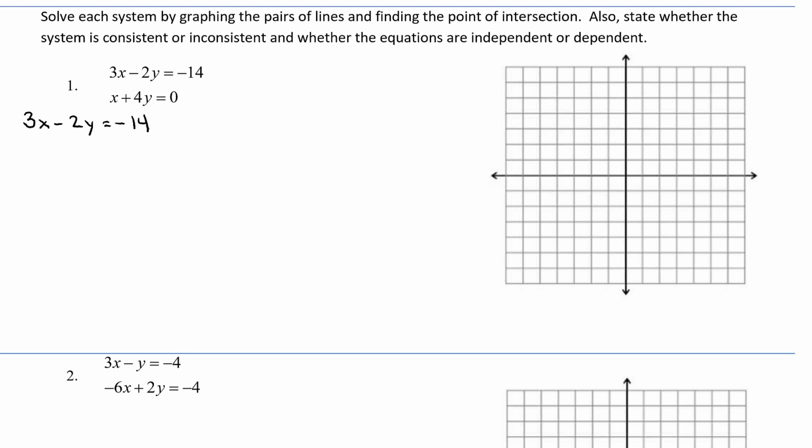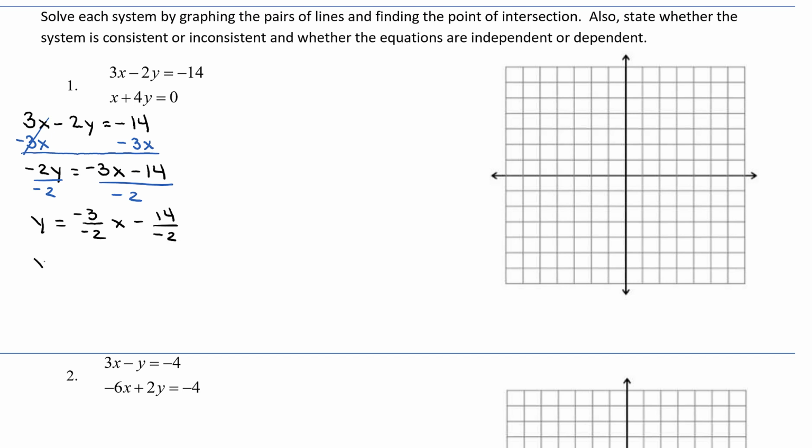Let's start off with 3x minus 2y equals negative 14. So in order to isolate the y, I'm going to subtract 3x from both sides of the equation. These are going to add up to 0 here, so that would just leave me with negative 2y equals negative 3x minus 14. I'm going to divide both sides by negative 2, which leaves me with y equals negative 3 divided by negative 2 x minus 14 divided by negative 2. And then if I simplify this, y equals 3/2 x plus 7.